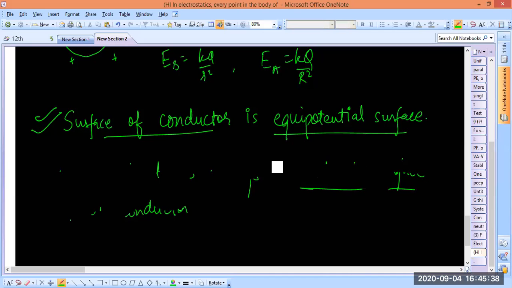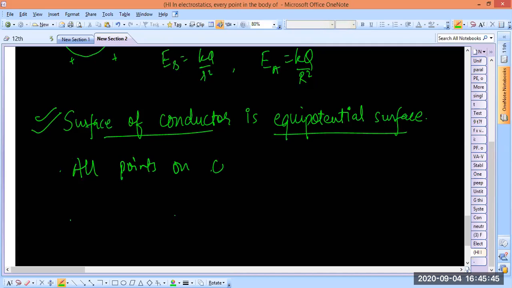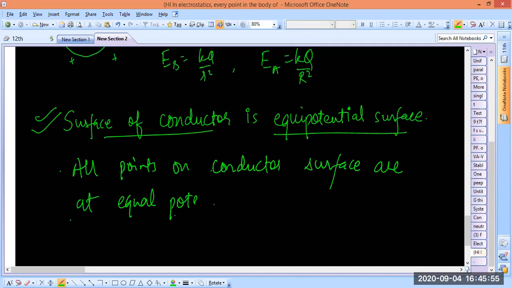All points on the conductor surface are at equal potential. But don't forget, this is only valid for electrostatics.